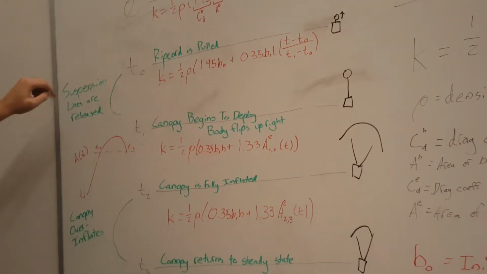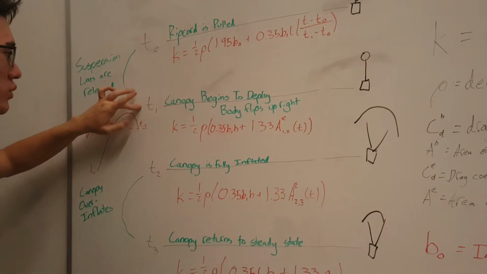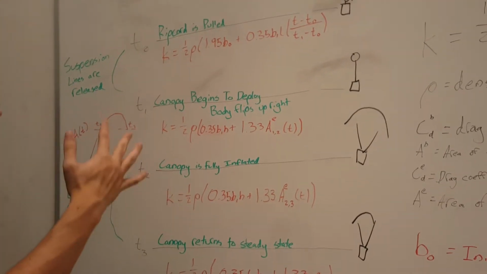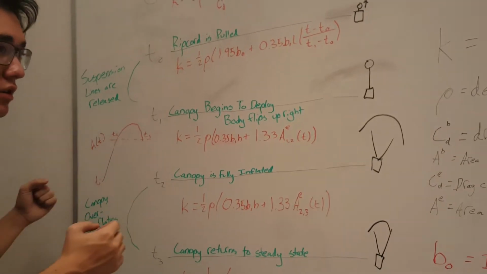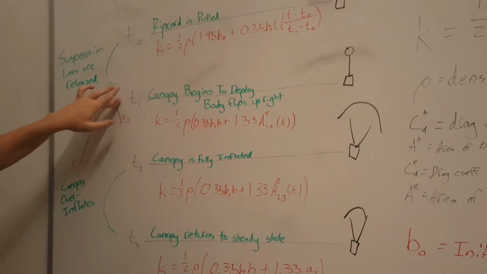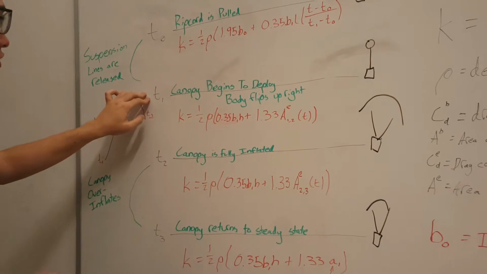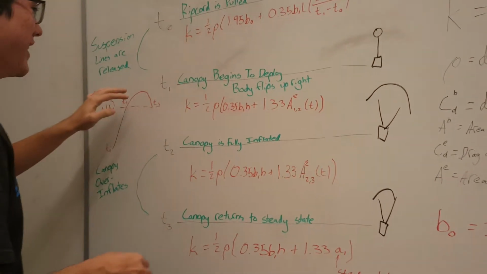And then at t1 is when the canopy opens. It is released from the backpack. Then we'll see a much bigger jerk there. Yes, this is when we're going to get our major jump and jerk.